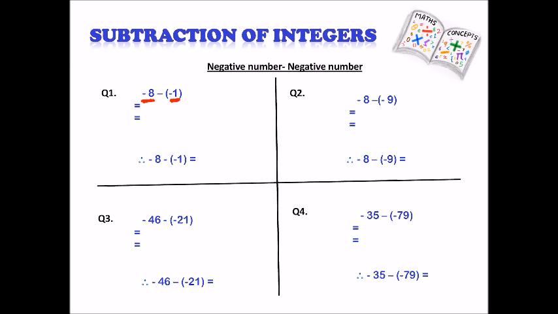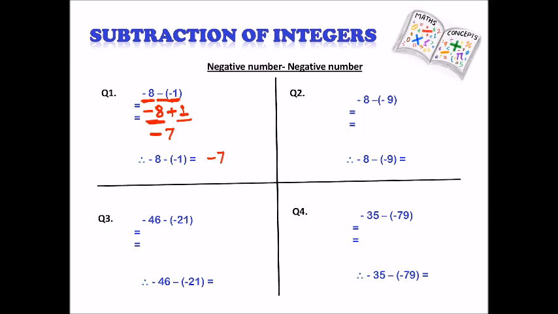Now let's see if it is so. We will convert this into addition problem. This becomes minus 8. We are subtracting minus 1, which means we are adding plus 1. Okay, and we already know minus minus becomes plus. Okay, so this becomes minus 8 plus 1. Adding one negative and one positive integer, we find the difference of absolute values and give sign of integer which has higher absolute value, which is minus 8 in this case, and we are giving minus sign to the answer.